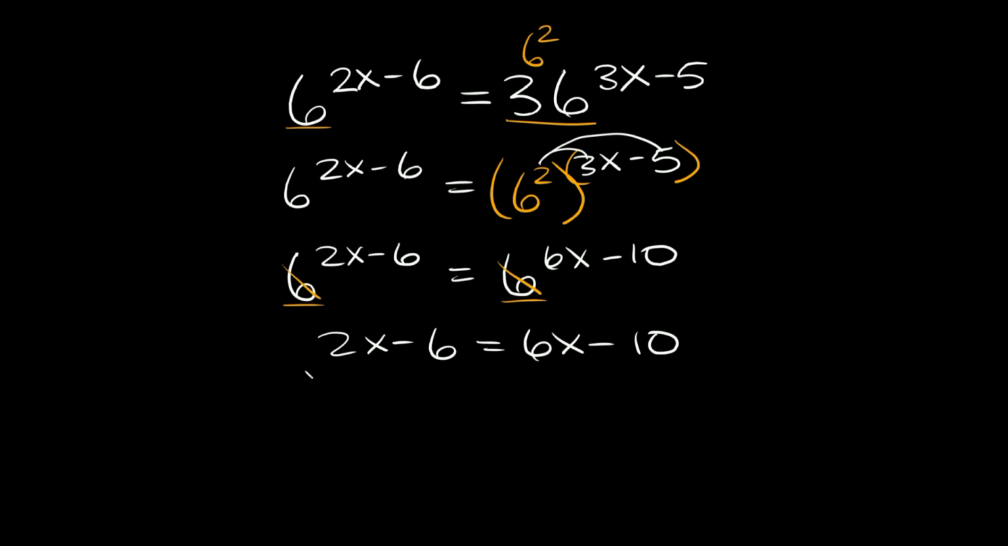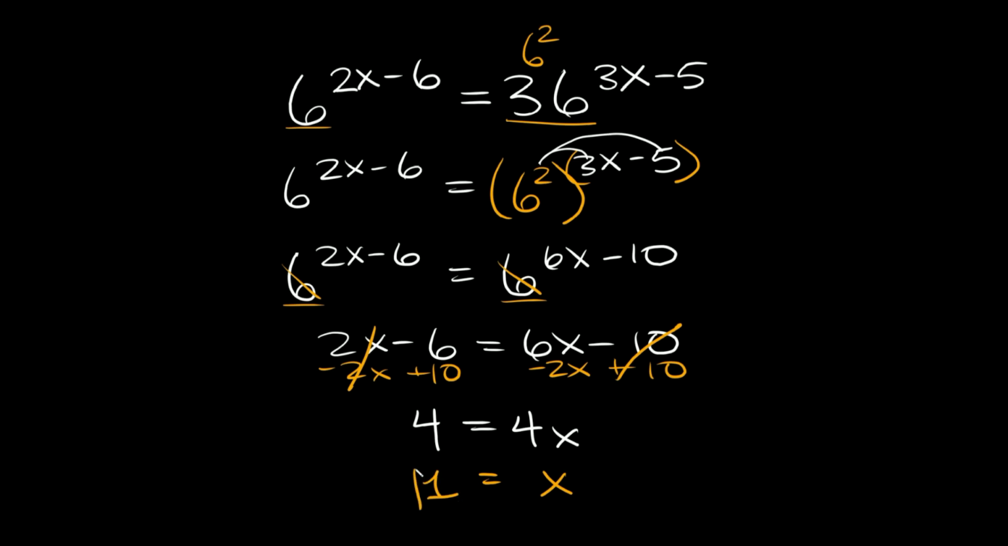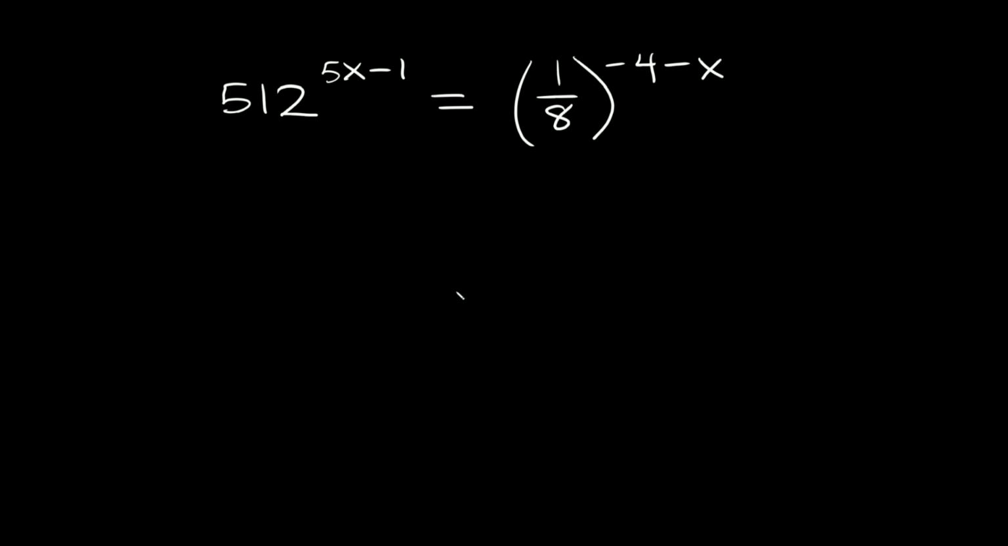Okay, so then we can move the x's. Let's move them to the right. So minus 2x, and then we can move the numbers to the other side, plus 10, plus 10. All right, so then here we get positive 4 is equal to positive 4x. So then here we get that x is equal to positive 1. All right, there's our answer here. All right, here's the next one.